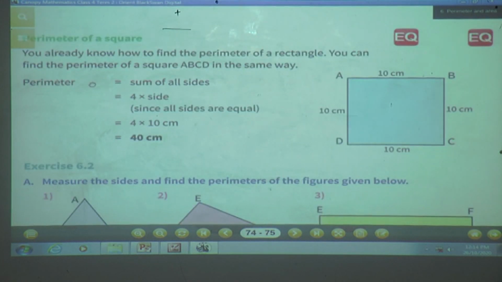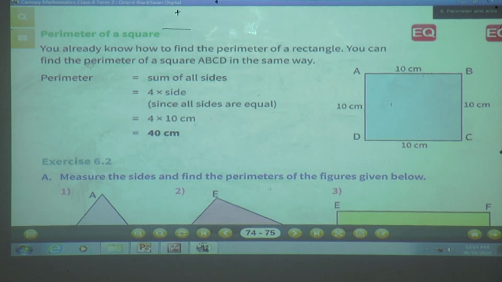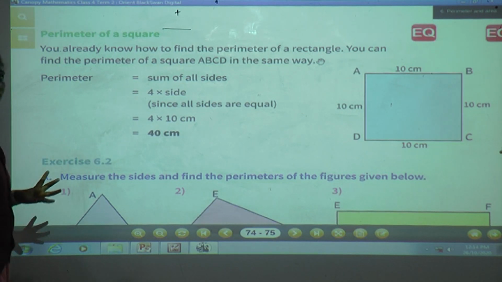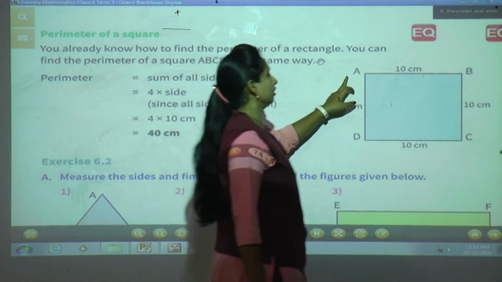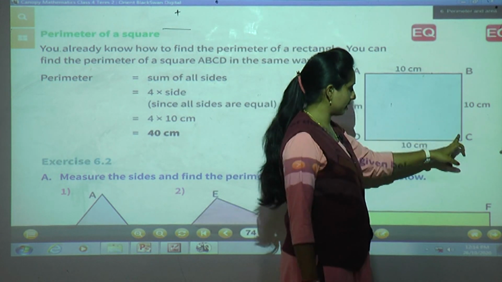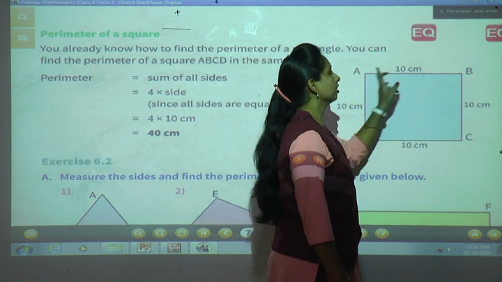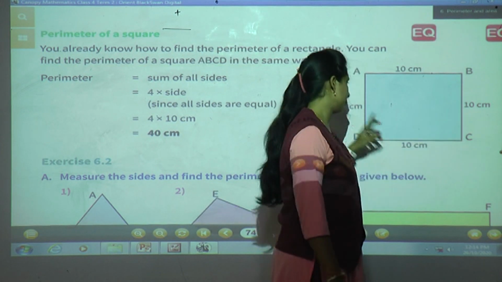Now we are going to study the perimeter of a square. You already know how to find the perimeter of a rectangle. You can find the perimeter of square ABCD in the same way. Now here also you can use both the methods, but here they have used the method that perimeter is equal to the sum of all the sides. Okay, you can use the sum of all the sides, then you can write AB plus BC plus CD plus AD, then 10 plus 10 plus 10 plus 10.